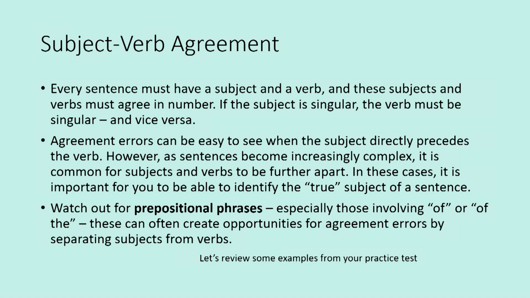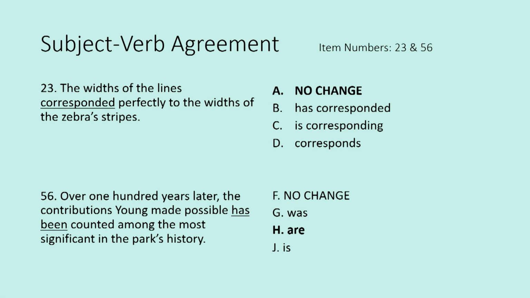However, as sentences become increasingly complex, it is common for subjects and verbs to be further apart, especially when you're looking at modifiers. In these cases, it's important for you to be able to identify the true subject of a sentence. Watch out for those prepositional phrases, especially those revolving around the word of or of the. Those can often create opportunities for agreement errors by separating the subject from the verb. So let's look at some examples from your practice test. You actually have 2: number 23 and number 56. So let's look at those.